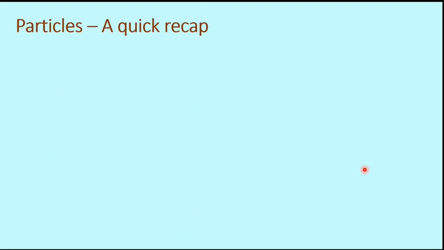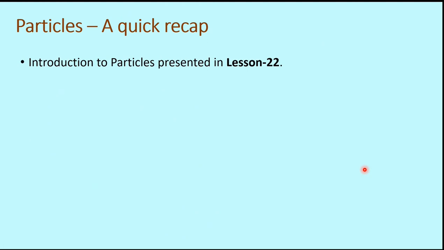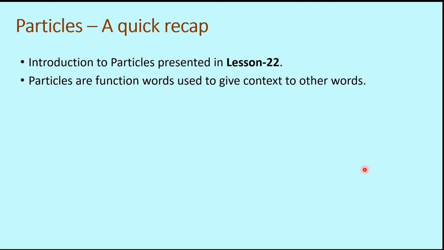So we begin with a quick recap of the particles. Particles are basically function words that are used to give context to other words. This we have discussed in detail in one of our previous lessons, more specifically lesson 22. If you haven't done that lesson, I would recommend you go through it first so that you have an idea of what particles are. For the time being, just remember that particles are certain words which are used to give context to other words. Without the use of particles, the other words may not give a definite meaning.